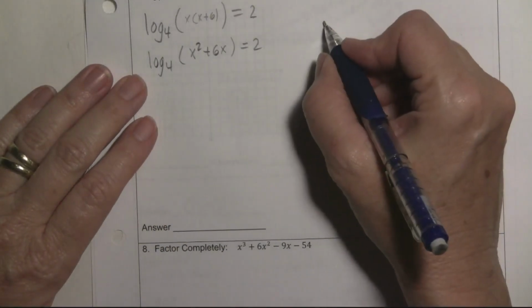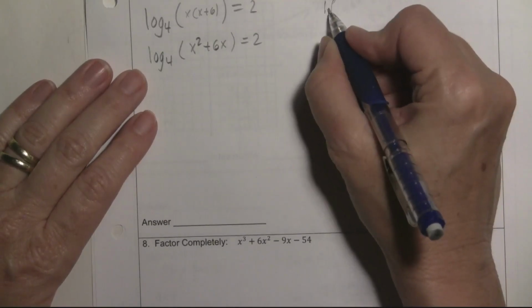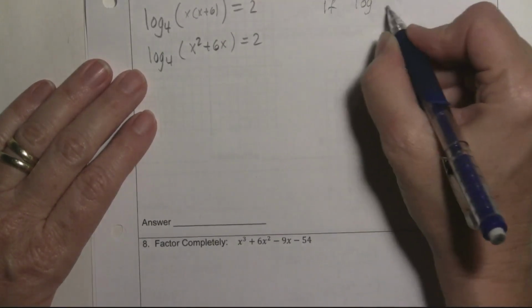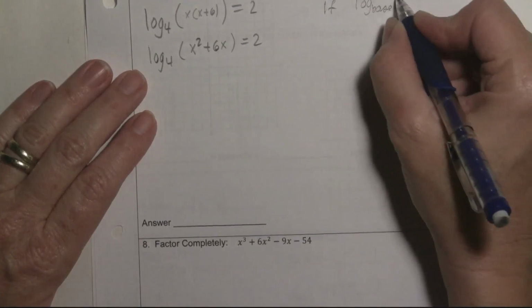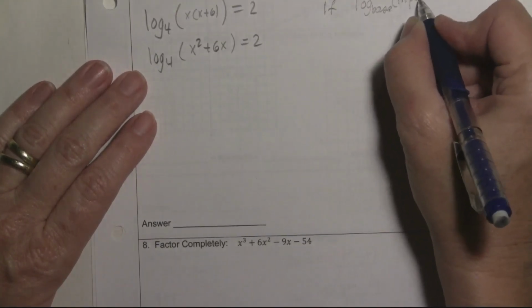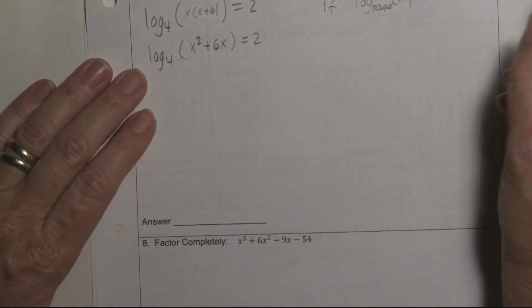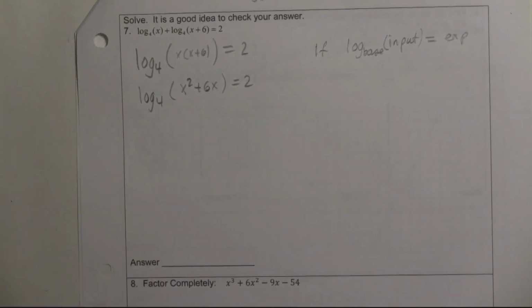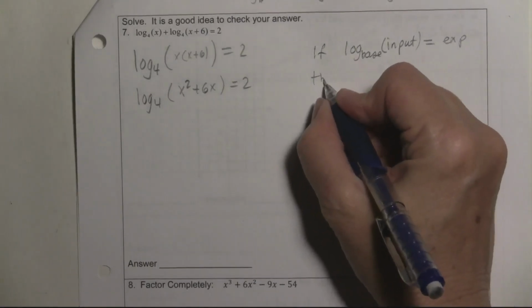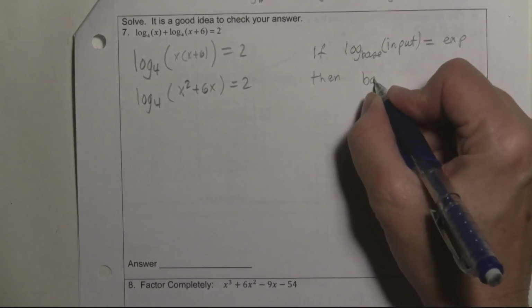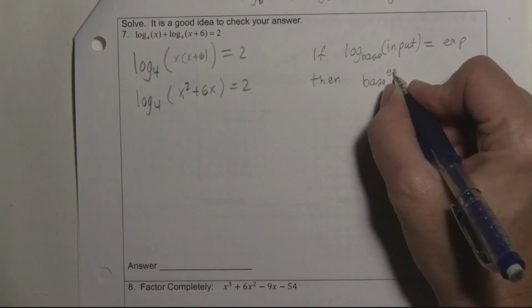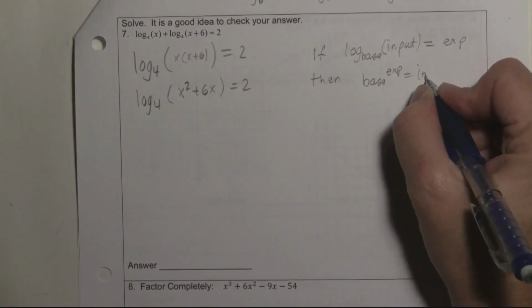So that property looks like this. If you have a log and a base and an input, and that equals some number, and they call that number the exponent. And then you can write it like this. The base raised to the exponent equals the input.